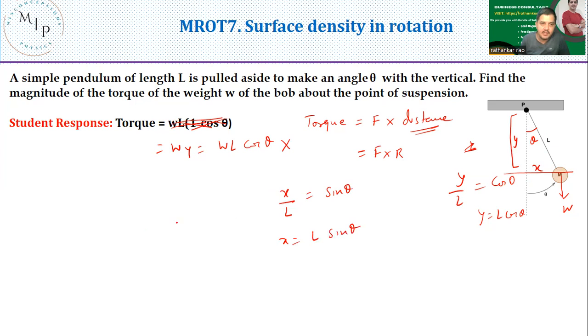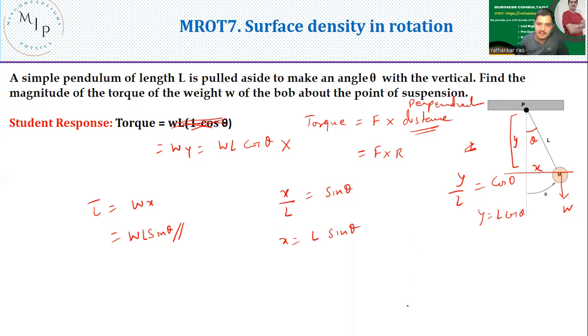Okay, thus what I should get is torque tau should now be equal to W into x, which should be W into L into sine theta. Okay, this should have been the answer. I hope you understood this concept clearly. So whenever we talk about torque, remember it should be the force multiplied by the perpendicular distance. Okay, this is not just distance, but you should add, this is your perpendicular distance.